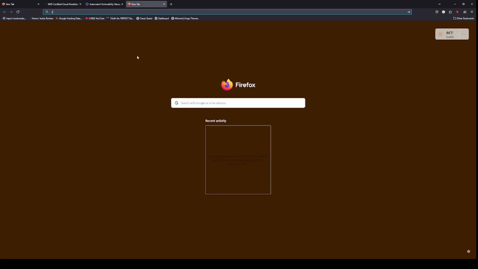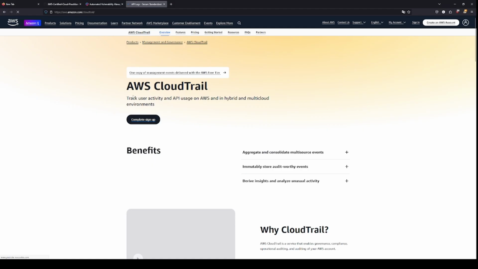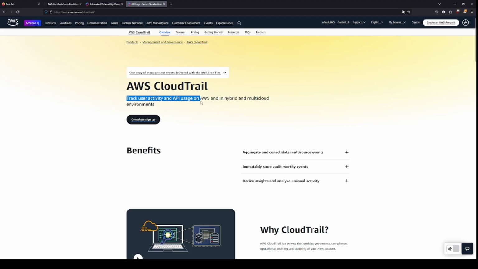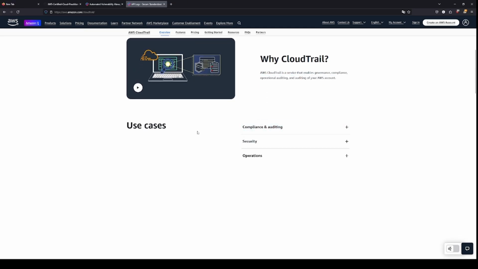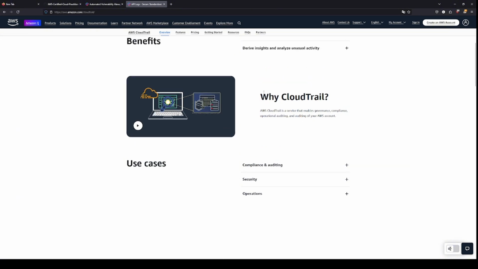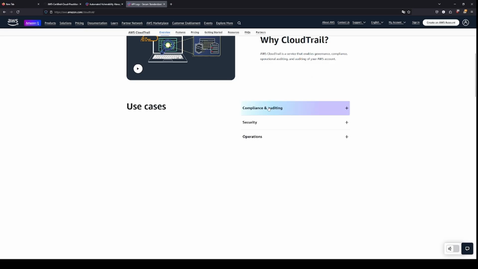And just for a little supplementation, let's go ahead and bring this up for you guys. So it tracks user activity and API usage on AWS in hybrid and multi-cloud environments. AWS CloudTrail service enables governance, compliance, operational auditing, and risk auditing of your AWS accounts. Let's look at the use cases real quick, because this is a very important service, especially for business or enterprise use cases. I think that's a better term.